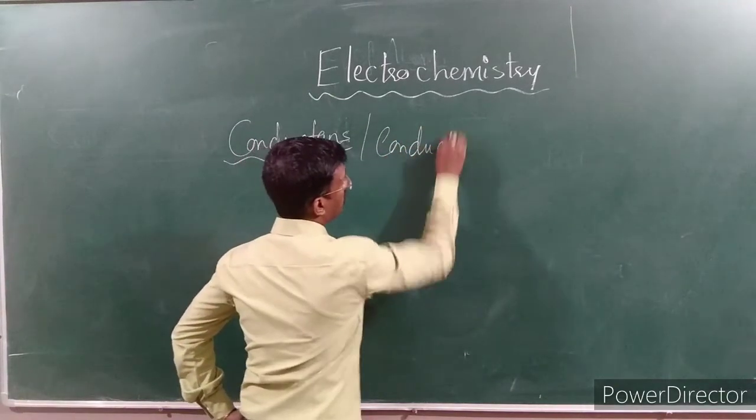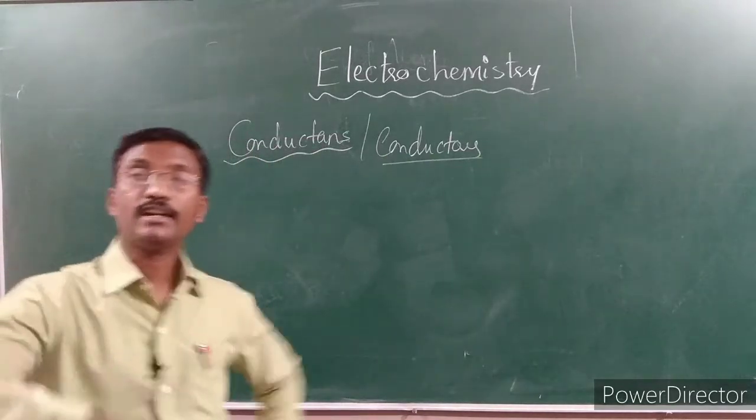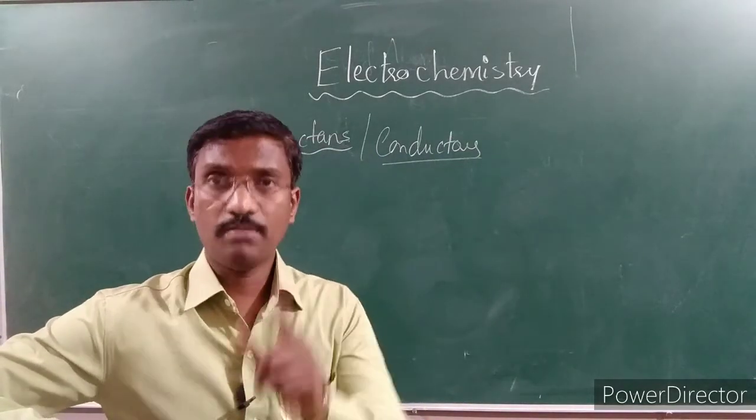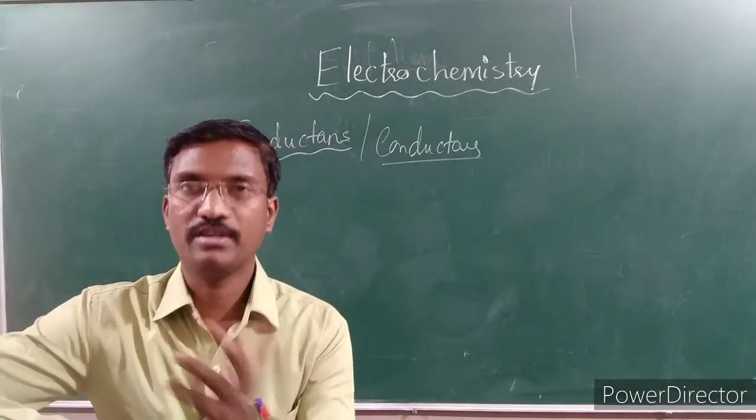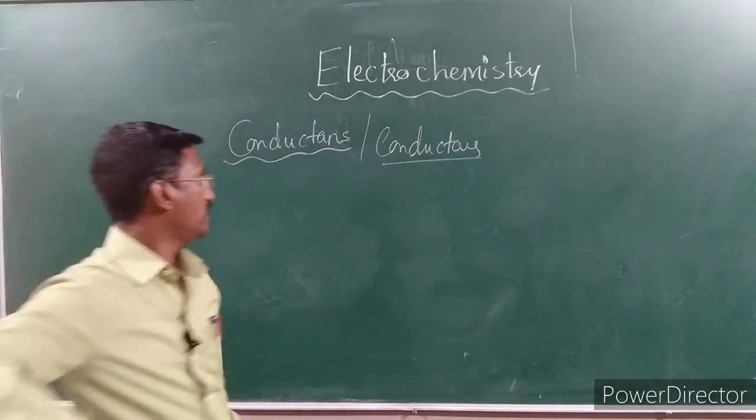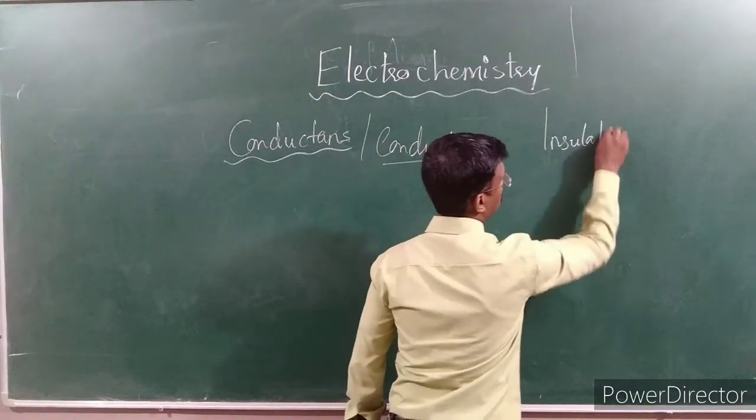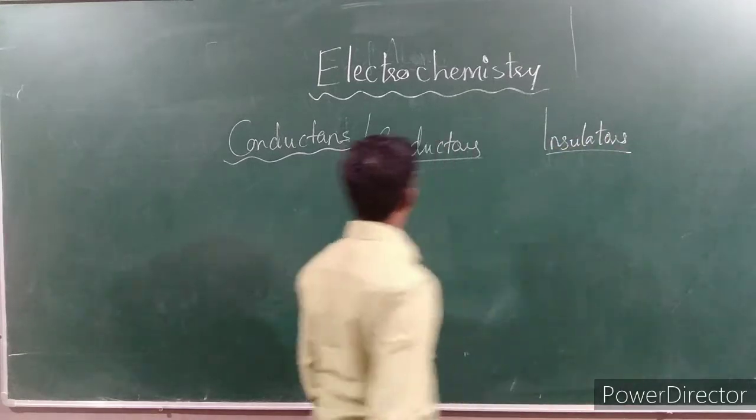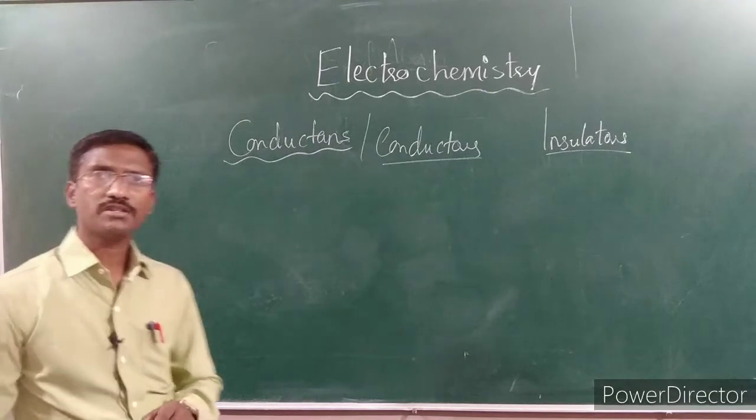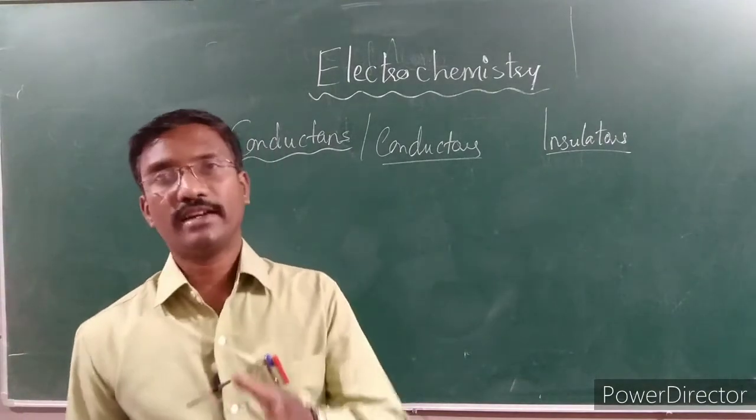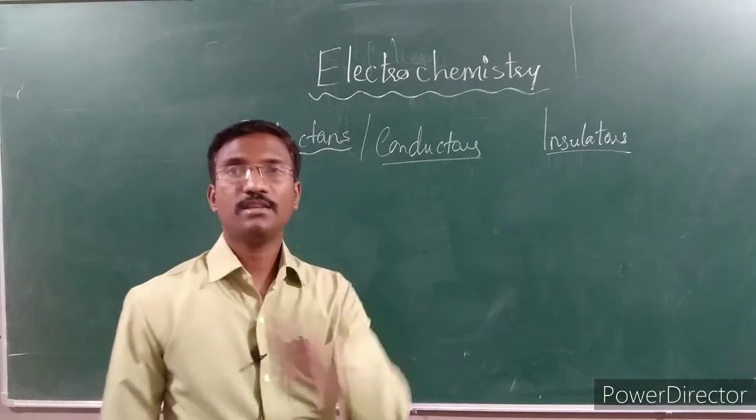So a conductor is a substance which conducts electricity, whereas some substances do not conduct electricity. Those are obviously called insulators. An insulator is a substance which does not conduct electricity, and those which conduct electricity are called conductors. And some substances sometimes conduct electricity and sometimes do not. Such compounds are called semiconductors.